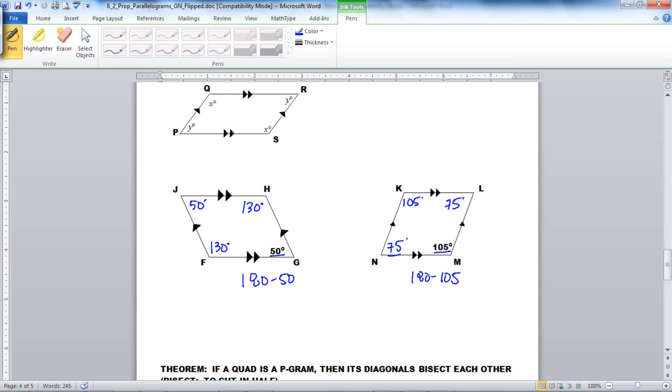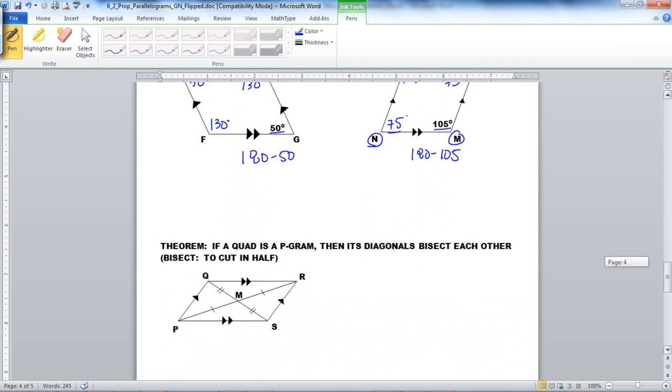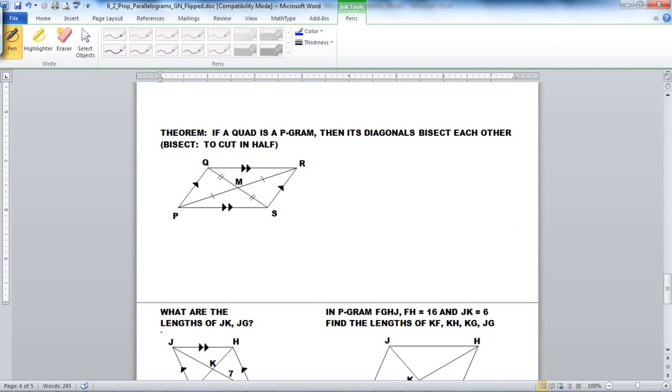So again, we've got opposite sides are parallel, opposite sides are congruent, opposite angles are congruent, and now we have consecutive angles are supplementary. And let's remember that consecutive angles are angles that are immediately next to each other, like angle N and angle M. And then the fifth property of a parallelogram is that the diagonals of a parallelogram bisect each other. Remember, bisect means to cut in half. So I know that QM is congruent to MS, and I know that PM is congruent to MR.